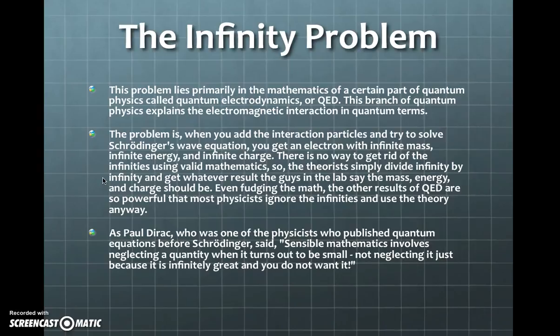Paul Dirac, who was quite a famous mathematician and physicist prior to Schrödinger actually, said, sensible mathematics involves neglecting a quantity when it turns out to be too small, not neglecting it just because it is infinitely great and you do not want it. So he wasn't a big fan of quantum physics.